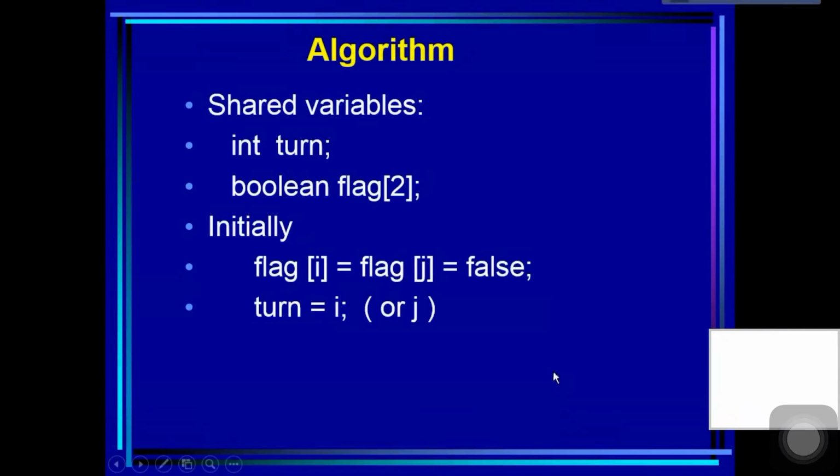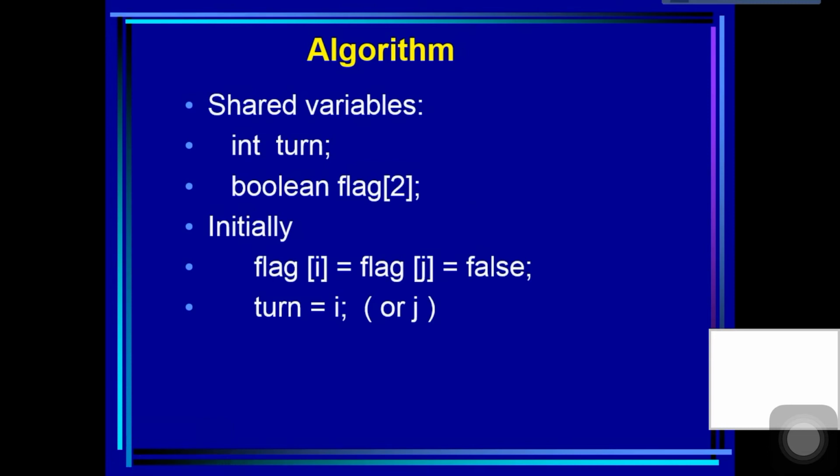Peterson's solution requires two processes to share two data items: first turn, next flag. The variable turn indicates whose turn it is to enter its critical section. That means if turn equals i, then process Pi is allowed to execute in its critical section. The array flag is used to indicate if a process is ready to enter its critical section.